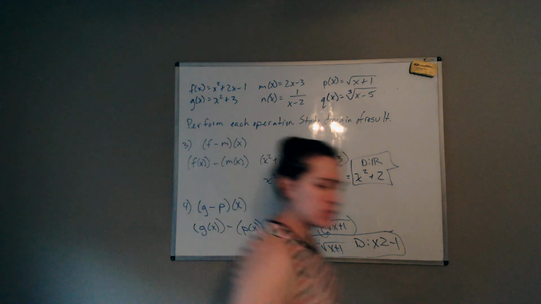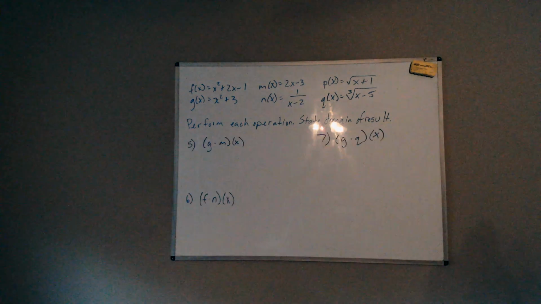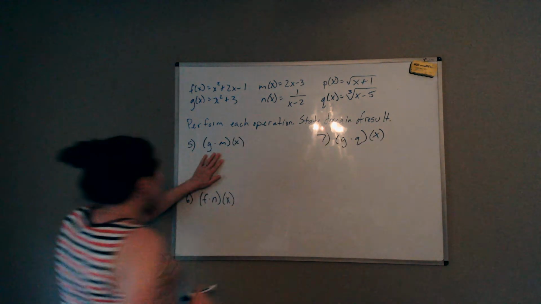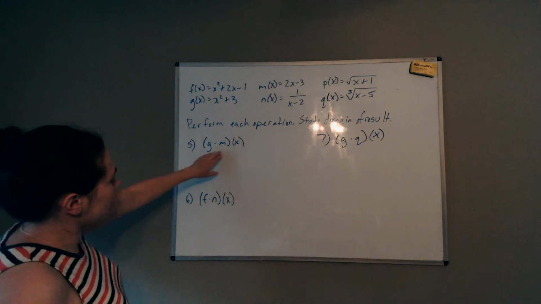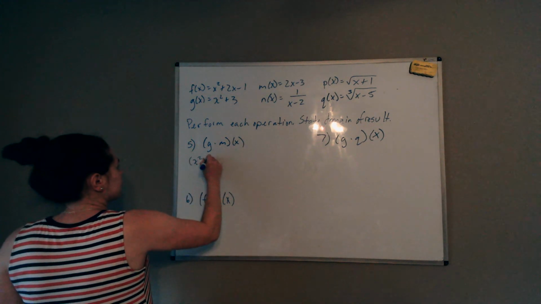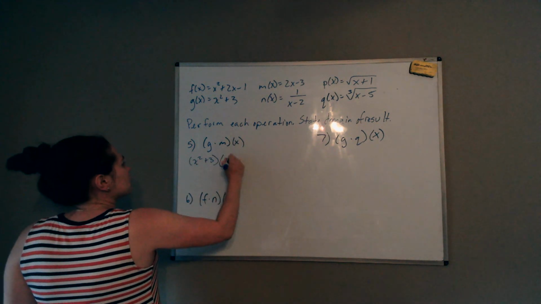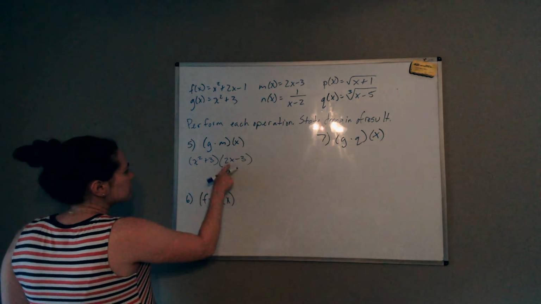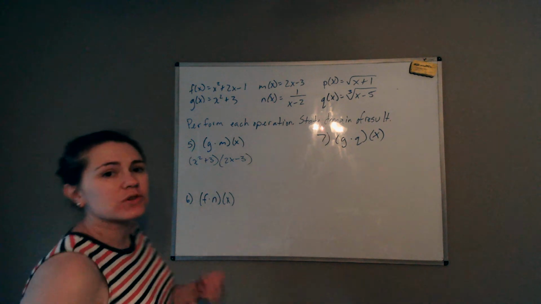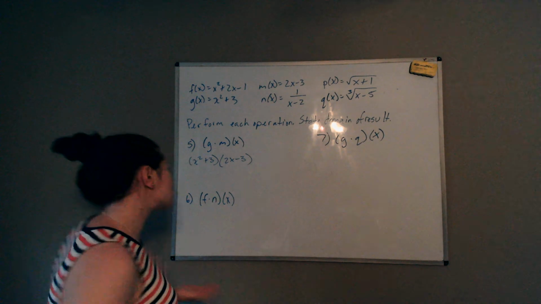Okay, so now let's do some multiplying. In number 5, our new function is going to be g times m of x. So we have to take function g, x squared plus 3, and multiply it by m, 2x minus 3. So we have 2 terms by 2 terms, so we just multiply it out. This is a polynomial times a polynomial, so technically this is just multiplication of 2 polynomials.